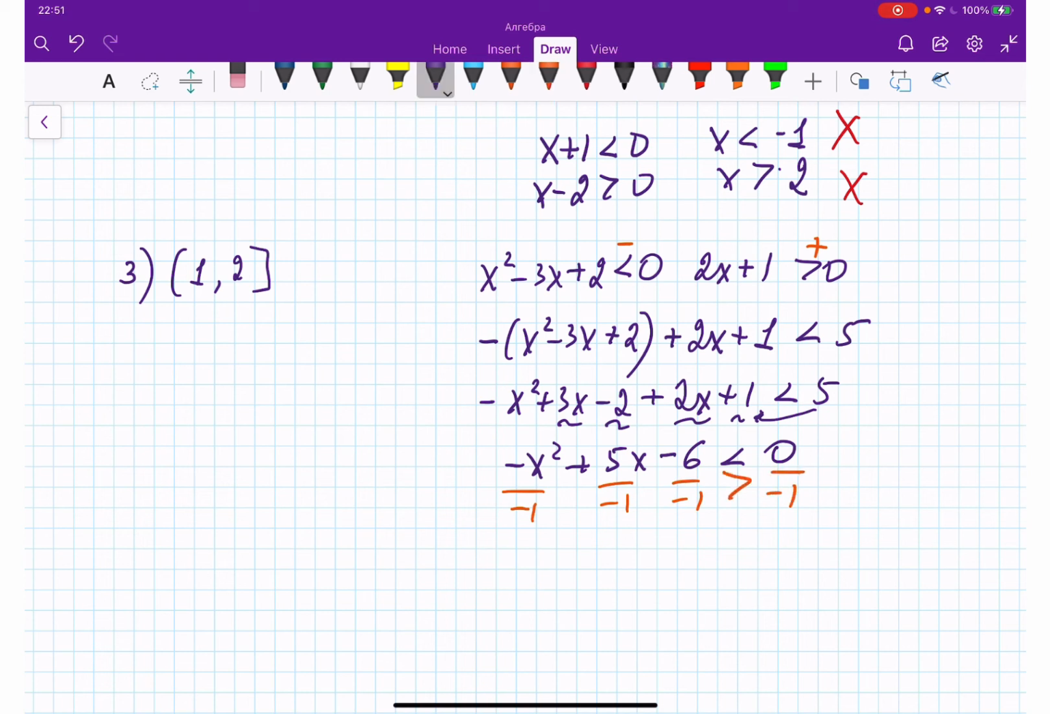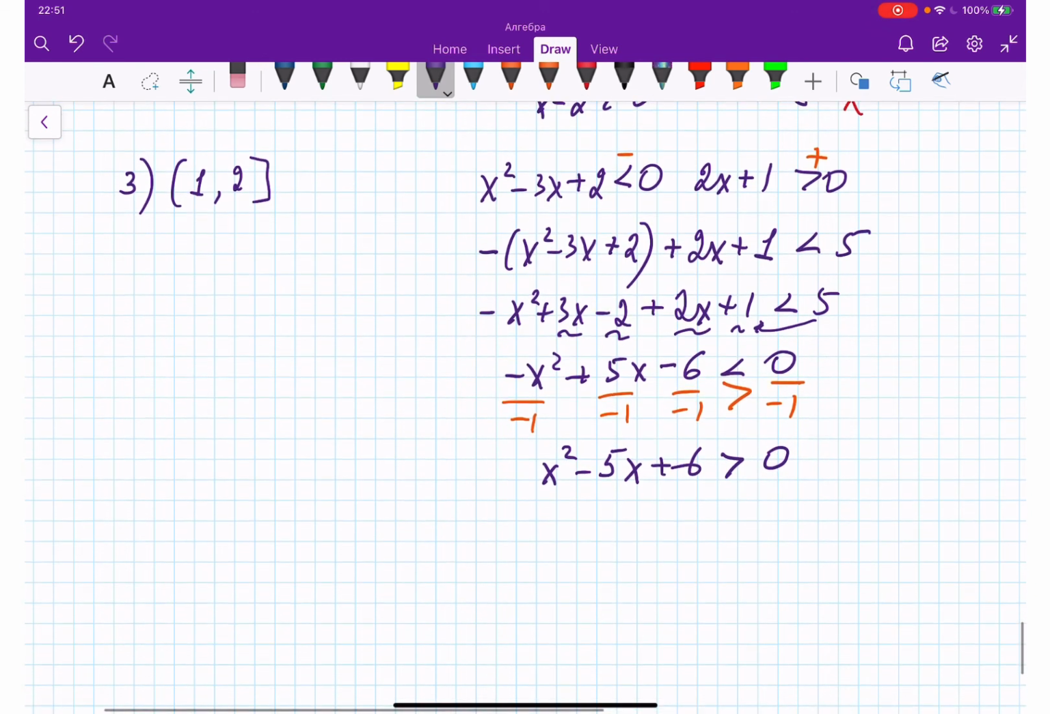And we are getting x squared minus 5x plus 6. Let me put this plus x plus 6 is greater than 0, right? So can we solve this the easy way? Yes, x minus 2 times x minus 3 is greater than 0.